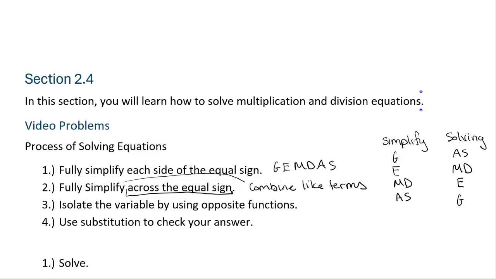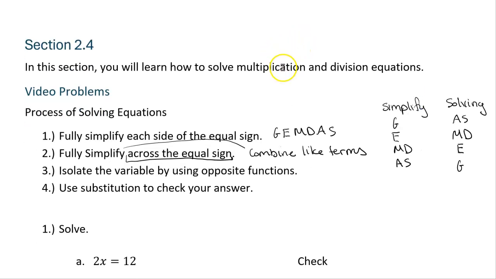Now, when you simplify, you will sometimes end up getting rid of grouping symbols because in the process of simplifying, you'll do the distributive property, which gets rid of parentheses. So just a heads up there, but you do need to be following the opposite of order of operations when solving. Okay, and then we have to use the substitution to check your answer. So isolate the variable by using opposite functions. That's as you're working across the equal sign, and then use substitution to check.